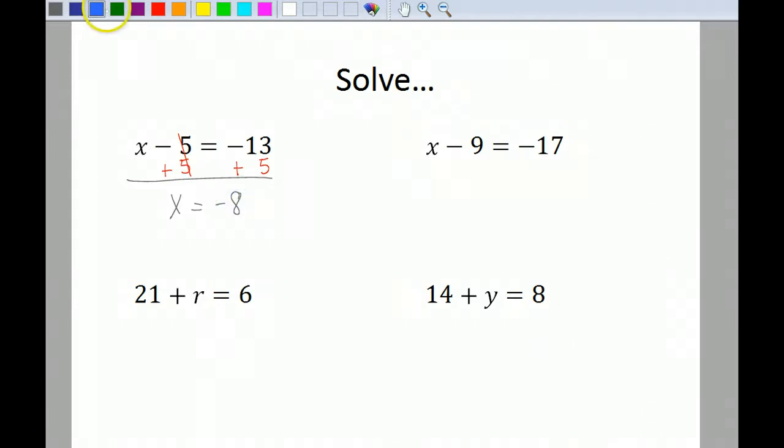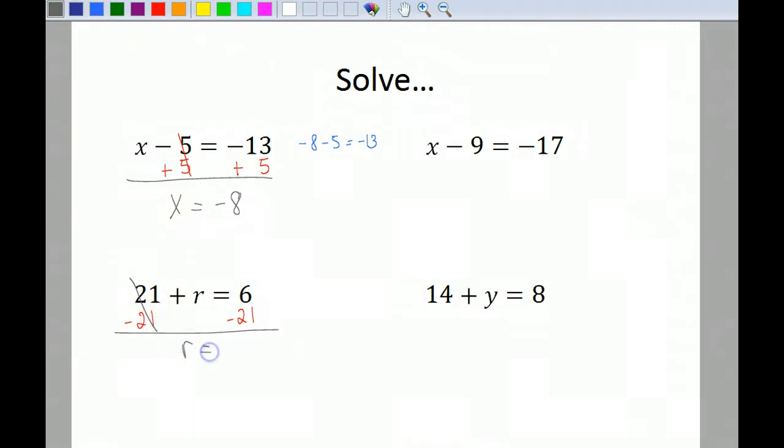Now to go back and check, you would say, okay, what's negative 8 minus 5? Oh, that's negative 13. I know I have the right answer. Now let's look at 21 plus r is equal to 6. We're going to subtract 21. I have a positive 21, so I'm going to subtract it from both sides because I want it to add up to 0. 21 minus 21 is 0.